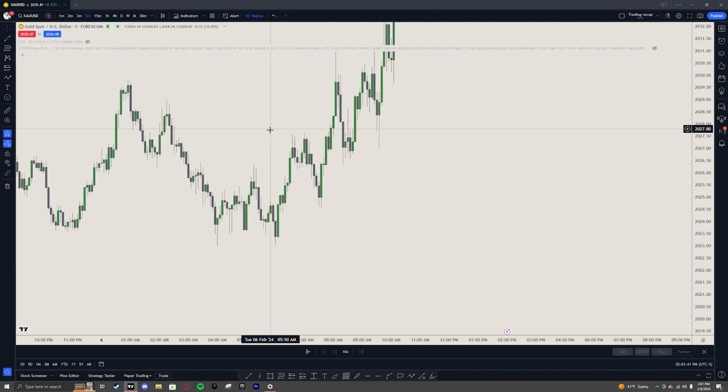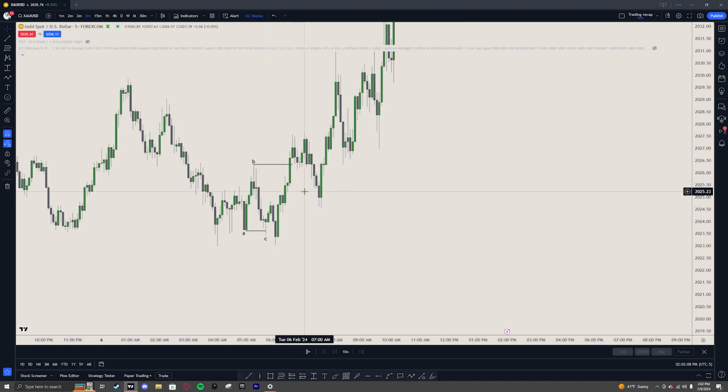Let me go even lower. A, B, C. You see this low is lower than this, right? So I'm going to mark it out. A right here, B right here, C right here. Okay. Did C sweep A? Yeah, it did. C swept A. Did we close above B, getting D? Yes, we did.